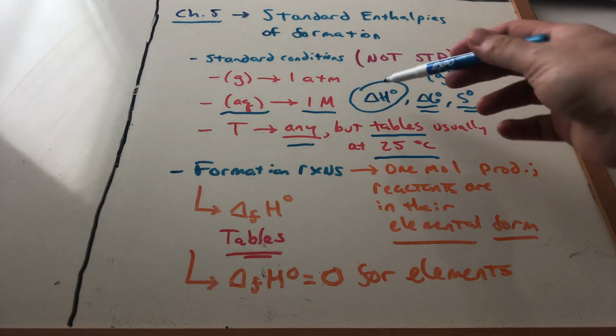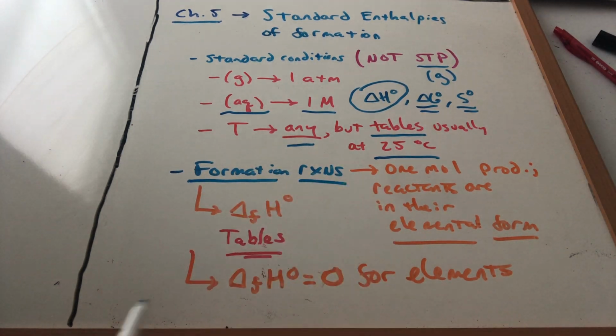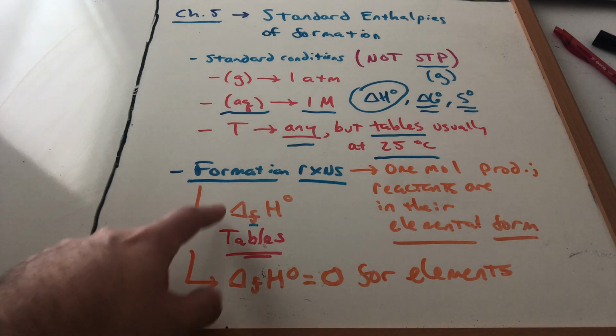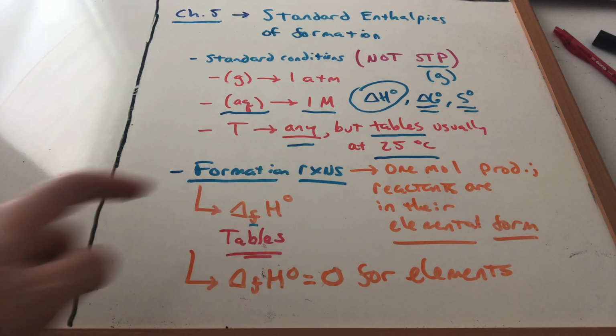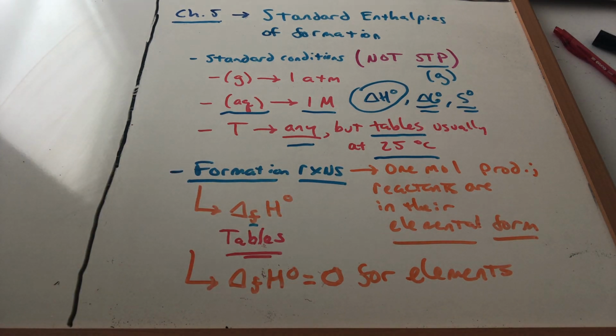So what kind of delta H's are we going to look at? Those for formation reactions. We're actually going to see this F placed, usually between the delta and the H, sometimes after the H. Whenever you see this subscript F, that stands for delta H naught of formation, or the enthalpy of formation.